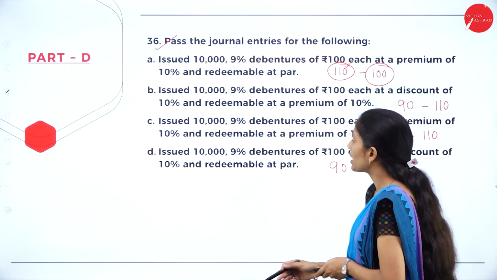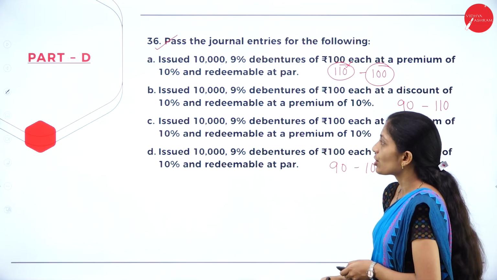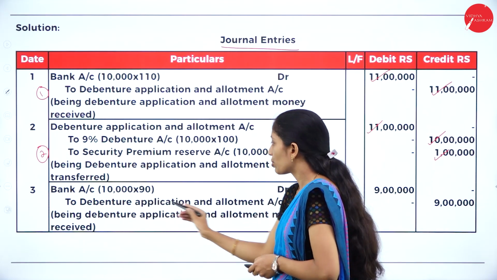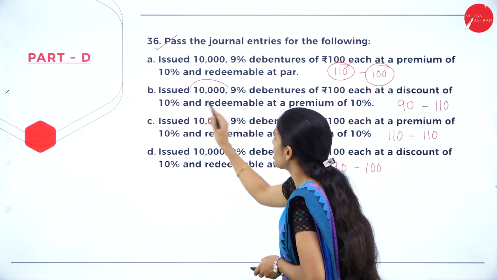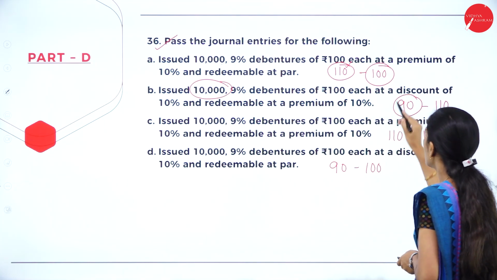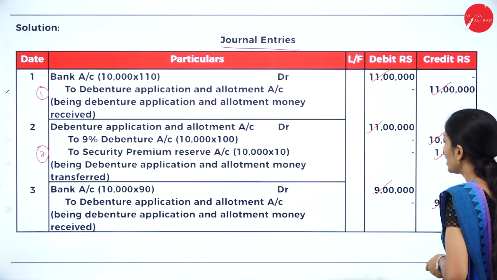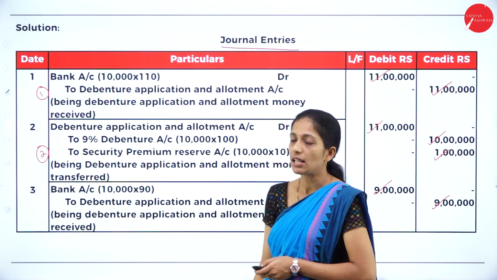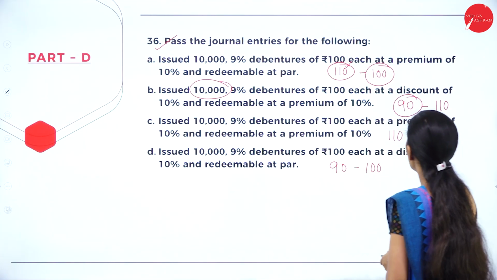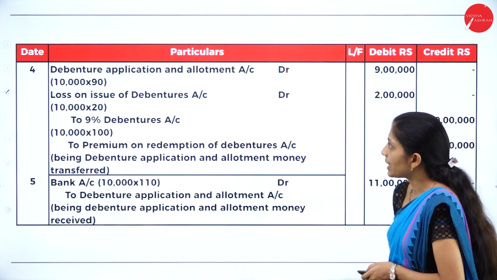the first entry for the second situation, it is issued at discount, correct? So first entry, bank account debit to debenture application and allotment account. What is the number of debentures? 10,000. What is the issue price? 90. So 10,000 into 90, it will be 9 lakh, and the narration being debenture application and allotment money received. But how did they redeem? They have redeemed at premium, correct? So we have a loss. So what is the entry then?